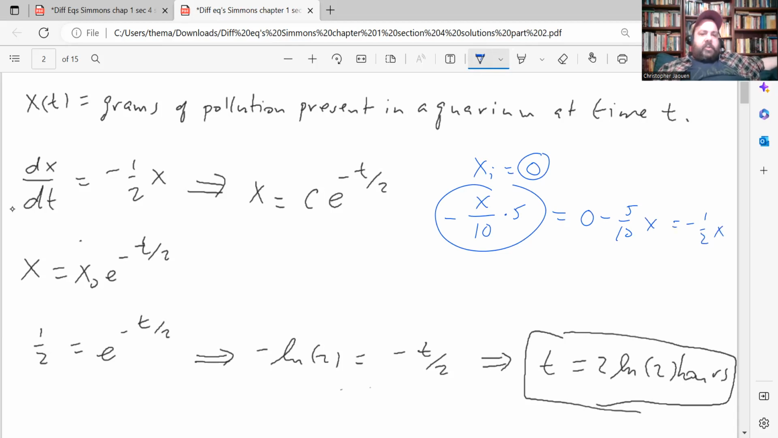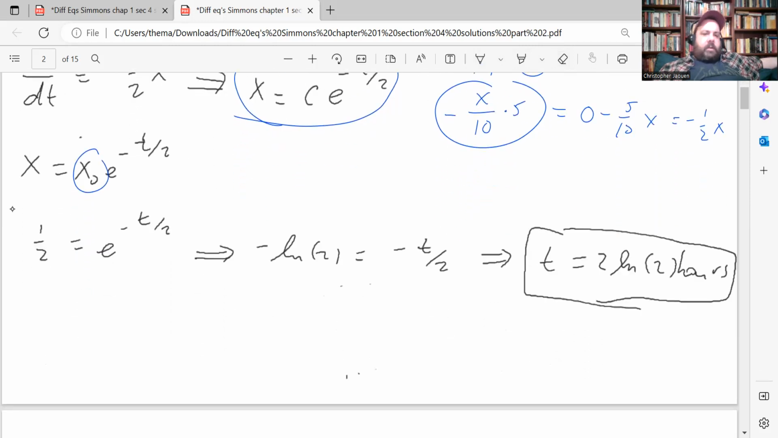Right, and then solving that differential equation is straightforward. Again, just separate variables, etc. You get this equation for the system, and c is x0, so you just plug in whatever the initial amount of pollution was, and then we can solve the problem that they're asking us to answer. They want to know how long it takes for half of the pollution to exit the aquarium. You just solve this exponential equation. So you get t equals 2 ln 2 hours. I didn't actually write down the approximation, but whatever that number comes out to.